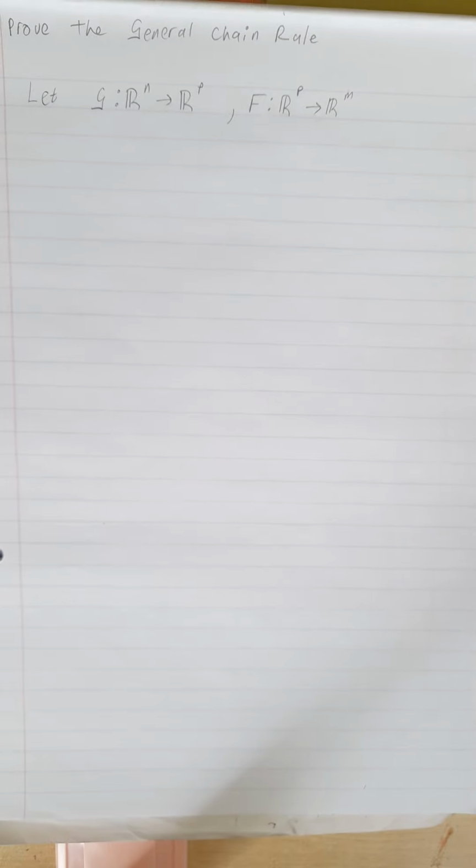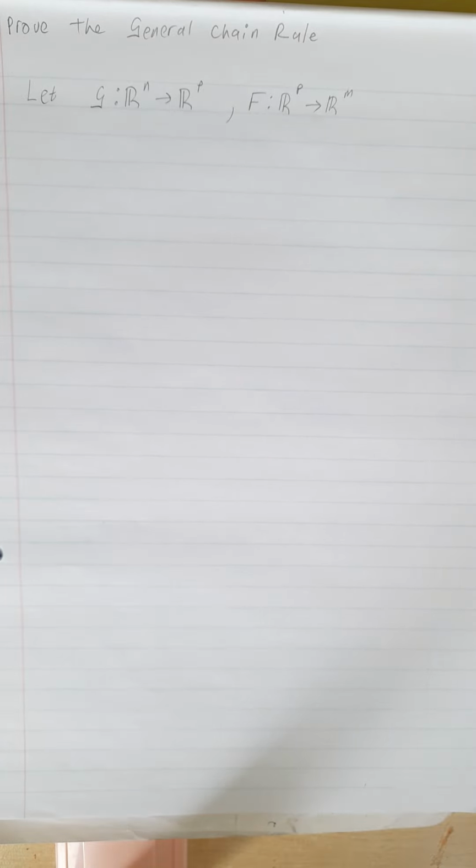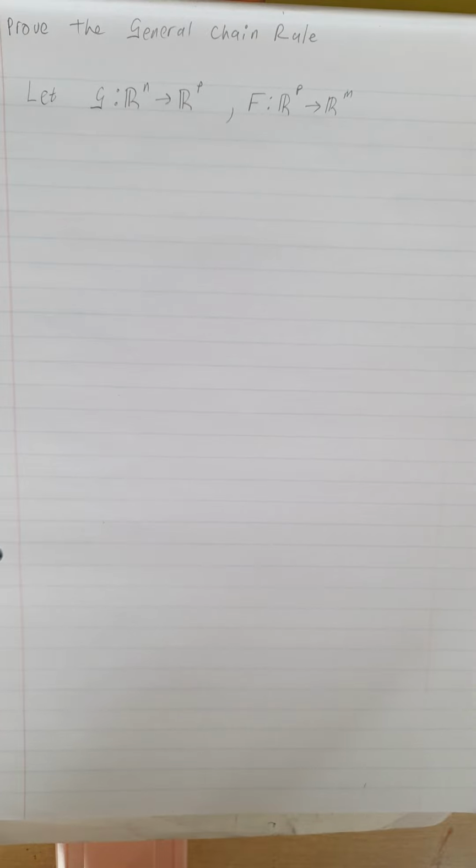Okay, so in this video, I'm going to be proving the general chain rule for multivariable functions. So this is just going to be concerned with functions that are both vector valued. I've seen a lot of videos where they're proving the chain rule where there's still a composition. So what I mean by that is something like this.